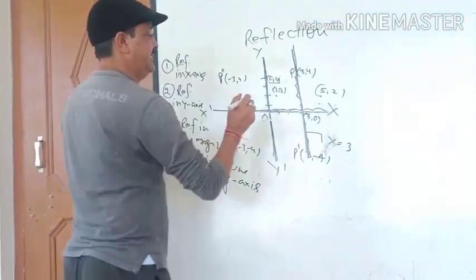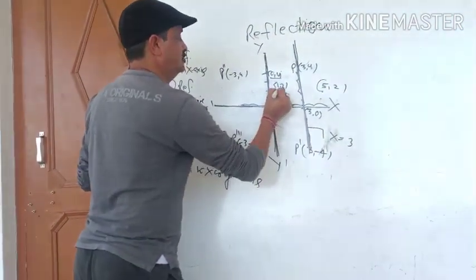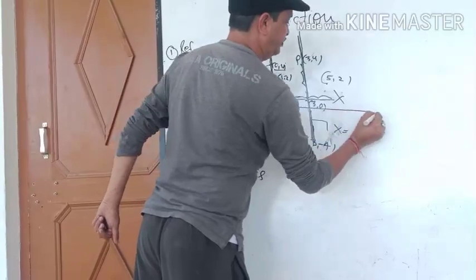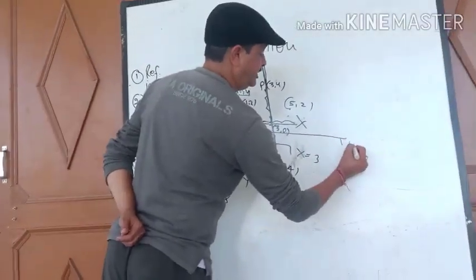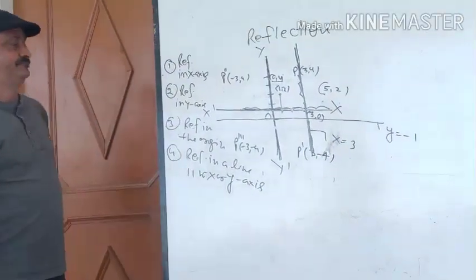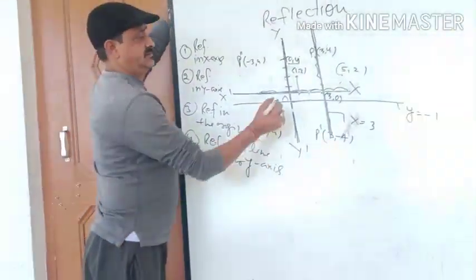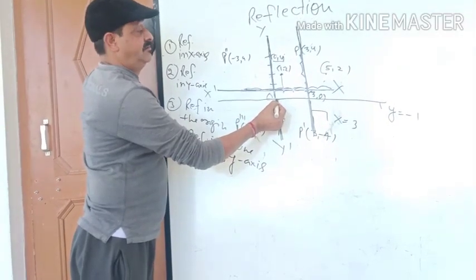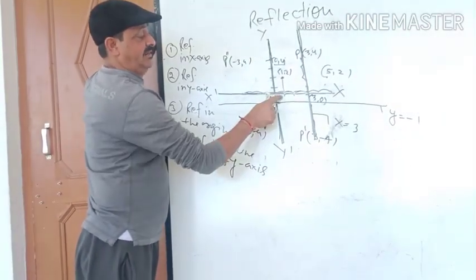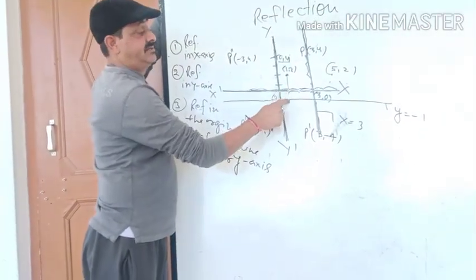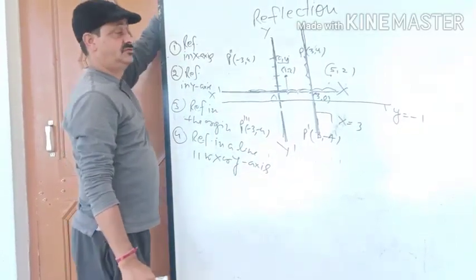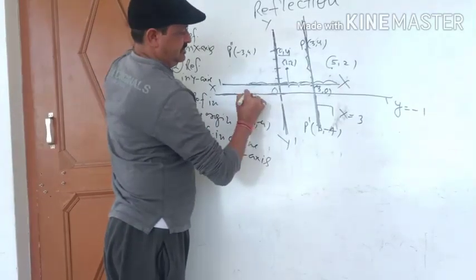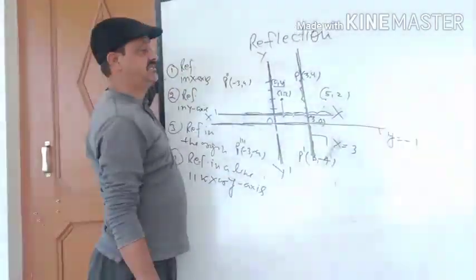Similarly, suppose the same point 1, 2 gets reflected in a line parallel to x-axis and 1 unit below it, which means its equation will be y is equal to -1. Clear? Definitely its equation will be y is equal to -1. So what are the coordinates of the image? Now the mirror line is this line. This is the mirror line. The same concept will be followed.